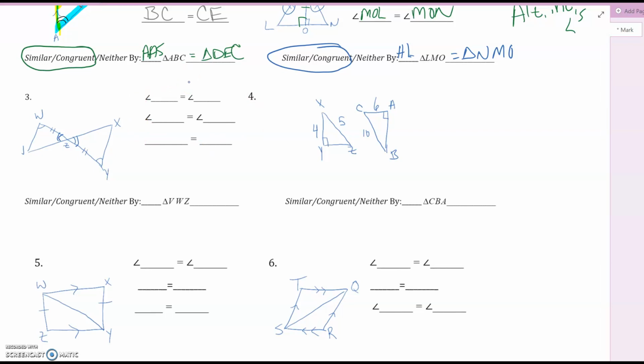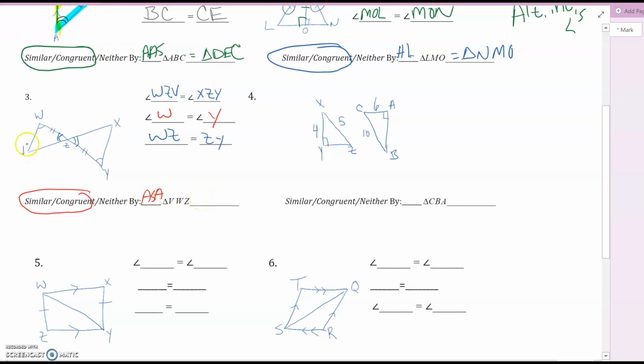So WZV, I think. WZV equals XZY. All right. I've got WZ equals ZY. And then I have this last angle here. I've got angle W equals angle Y. So now it looks like I've got angle, side, angle with angle, side, angle. So they are congruent by angle, side, angle.